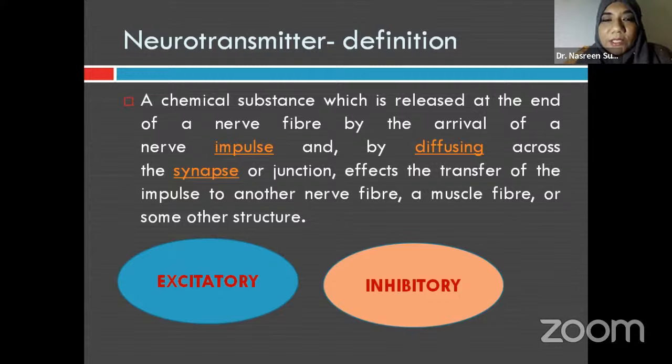Do you know that when you smile, there will be release of certain neurotransmitters which will excite, which will stimulate your brain. So those kind of neurotransmitters will be excitatory. Now, what do you mean by inhibitory?